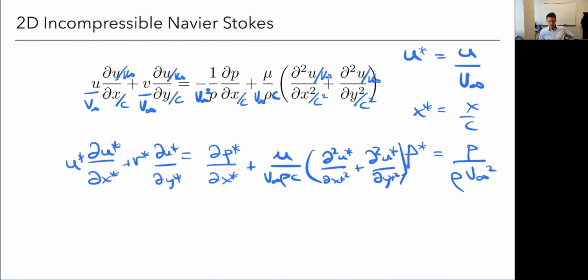Everything looks exactly the same. If I had deleted all these stars, this would look exactly like my original equation, except for this term here. Okay, and what is that term? Well, if we look more closely, this is 1 over the Reynolds number. So in other words, I have a non-dimensional set of equations, and as long as I match the Reynolds number, I use the same Reynolds number, then I am going to get the same non-dimensional flow solution, right? So again, I'm going to get the exact same solution.